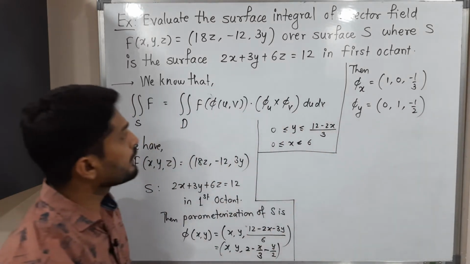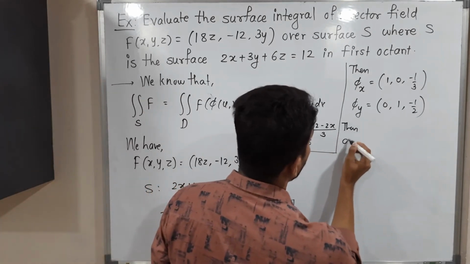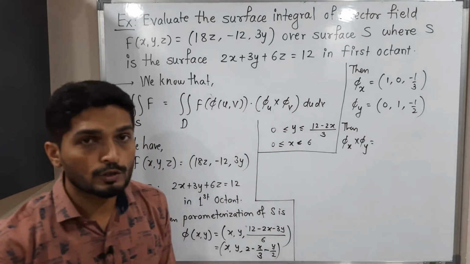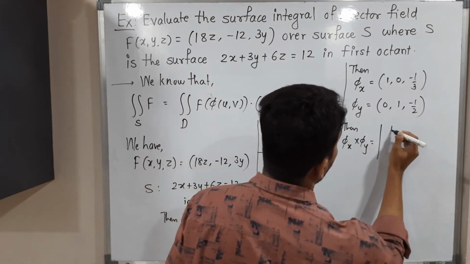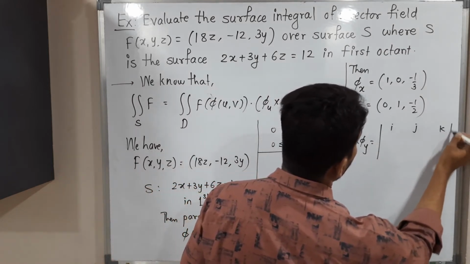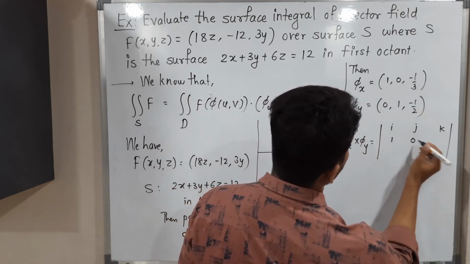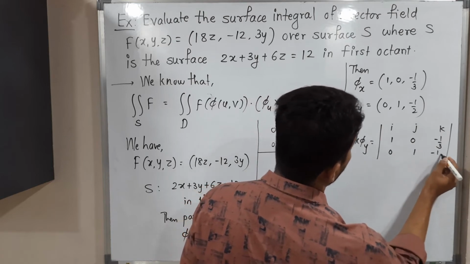After that, what we want is their cross product. Let us do that. Then phi x cross phi y. You know well how to find the value of a cross product by solving a determinant. So the determinant i, j, k, phi x, whose coordinates are 1, 0, minus 1 by 3, and phi y, which is 0, 1, minus 1 by 2.